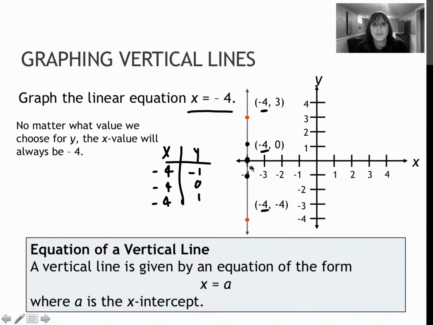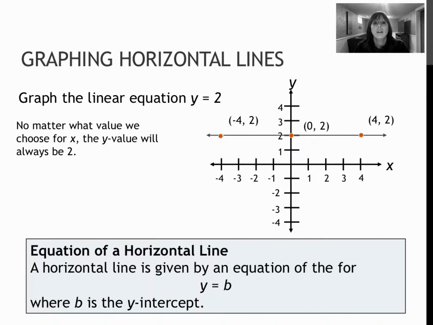The way that I remember it is that the x-axis looks like this, so that means an x equals equation is perpendicular. It's the opposite way. A horizontal line, exact same concept. So now it's a y equals equation.